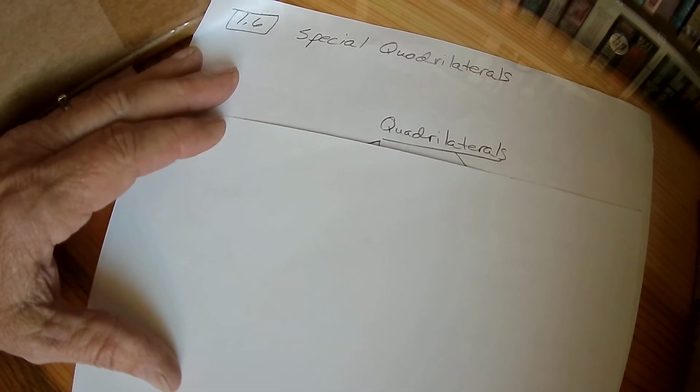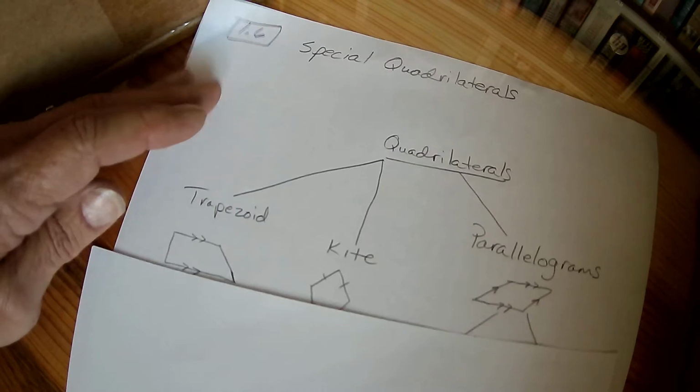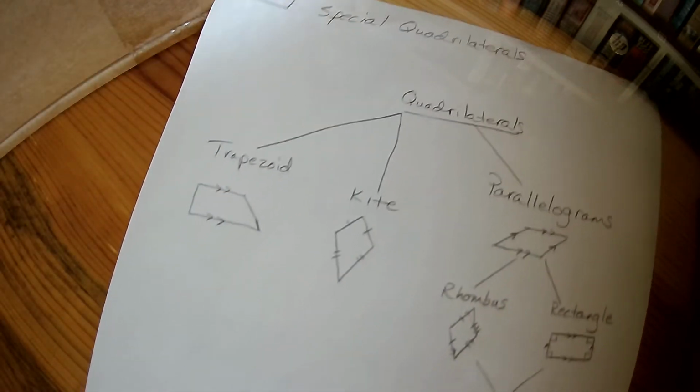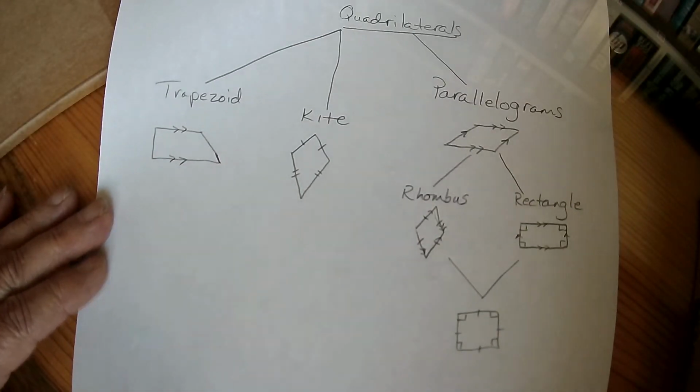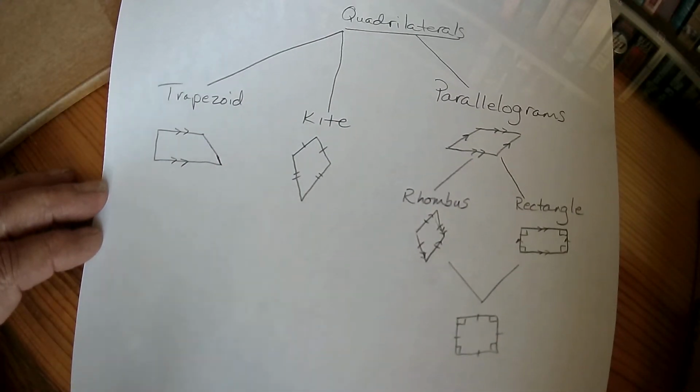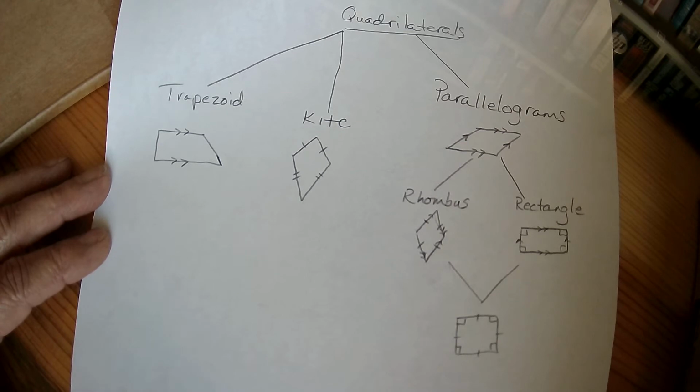Okay, so these are all the different kinds of quadrilaterals, and I'm just going to point to them and talk about each one as we go. You're going to want to keep this in your notes because we're going to be adding to these figures when we talk about the diagonals.